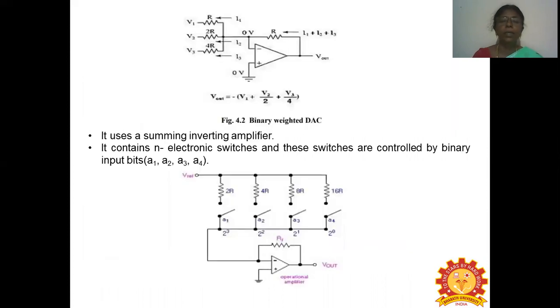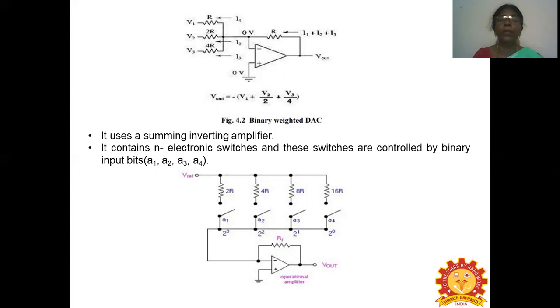This is the circuit diagram of the binary weighted digital to analog converter. Here, the non-inverting input of the circuit is connected to the ground point, that is, there is no voltage applied to the non-inverting terminal, whereas there are three different voltages, V1, V2 and V3, applied to the inverting terminal of the circuit through the resistors R, 2R and 4R. And also here one feedback resistor R is available.